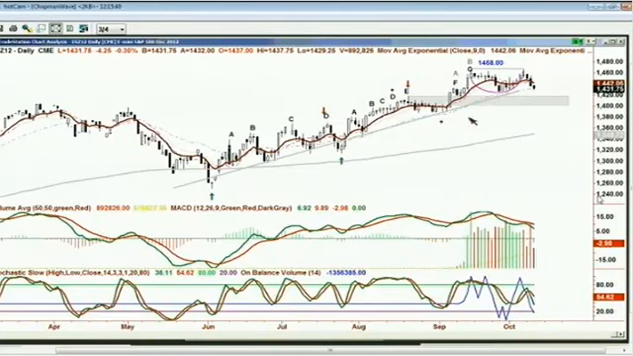Now there's another very easy thing that you can do. It's called a trend line. I like to use the most hit and most obvious wick lows or highs, not the candles.